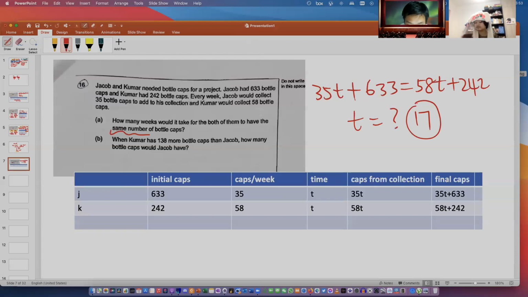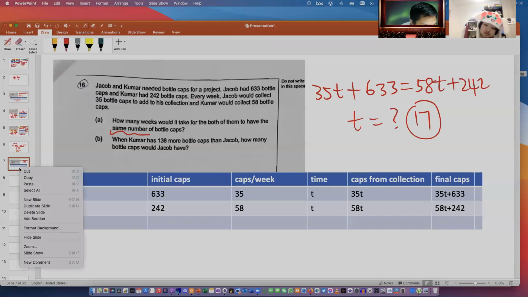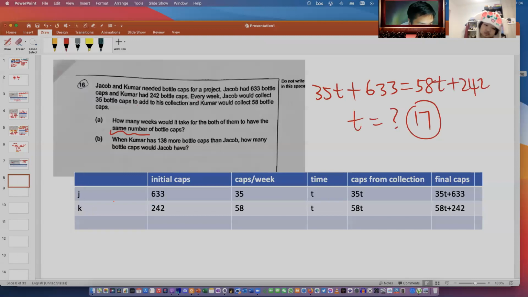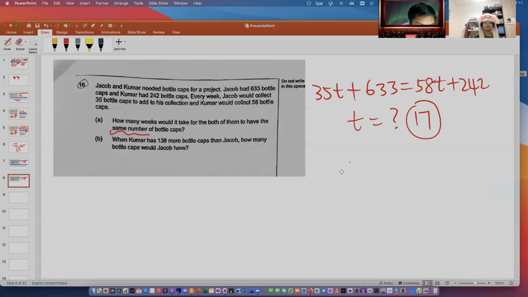Okay, so this is one way of doing the question. You can remember the answer is 17 here. Let me demonstrate to you. You can actually make use of the second method. What is the second method? The second method is not this table. First thing first, I want to find out the difference between them at the start. The difference is 633 minus 242, which is 391.